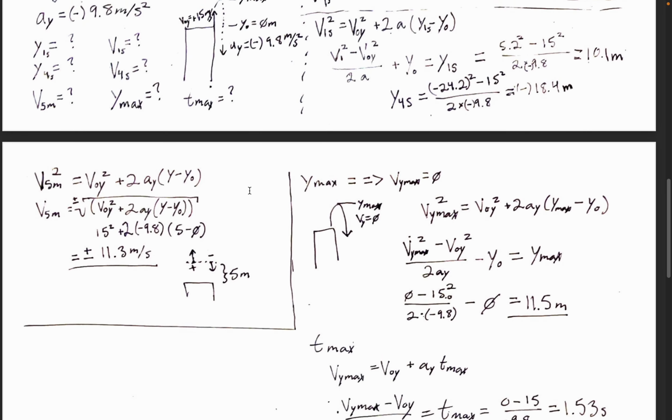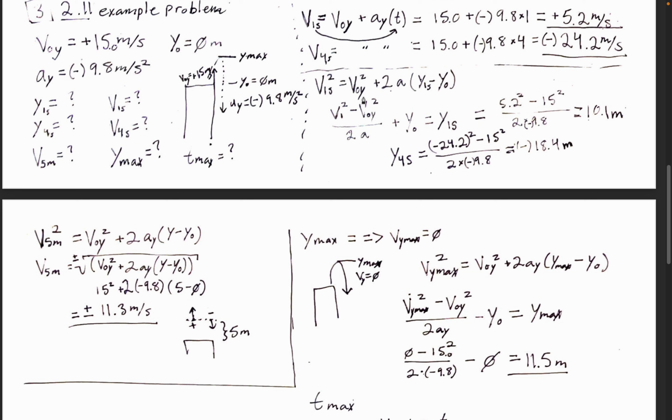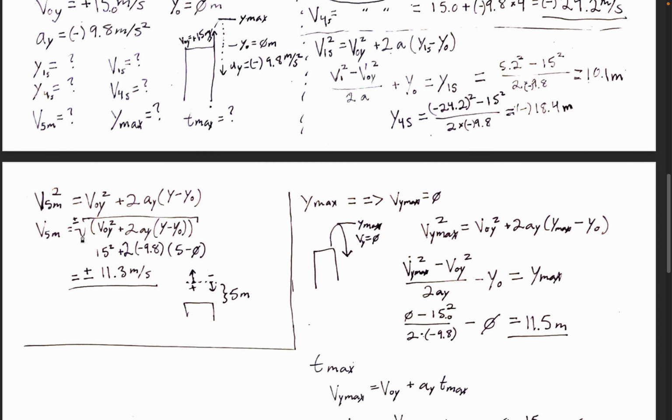moving on to the velocity at 5 meters. So we use the same equation that we used just before, and we take 5 meters to be the given y instead, and then do the same thing. Now, because you're taking the square root, you want to say that it's plus or minus the square root of this rearranged equation here. And then when you're inputting all of the values at the end, you make sure to indicate that it's plus or minus 11.3 meters per second.